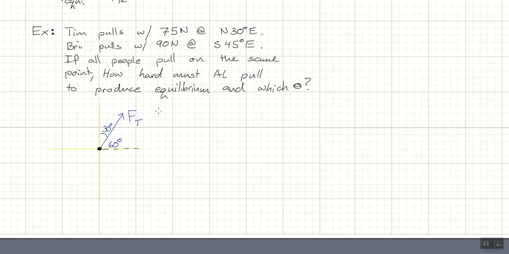Okay. And then the only other thing that I'll add, I'm just going to put this on here. I'm going to avoid the double vertical bars for the magnitude just because I think that it's unnecessarily ugly for our purposes. Tim pulls at 75 newtons.